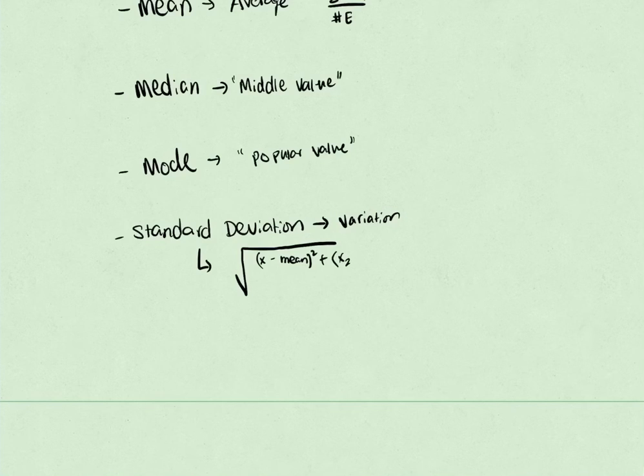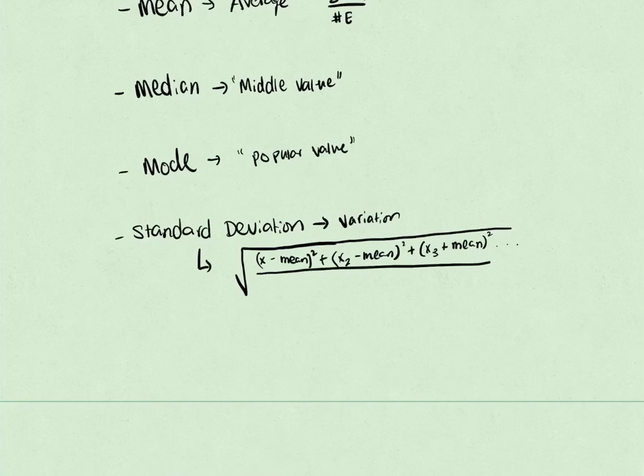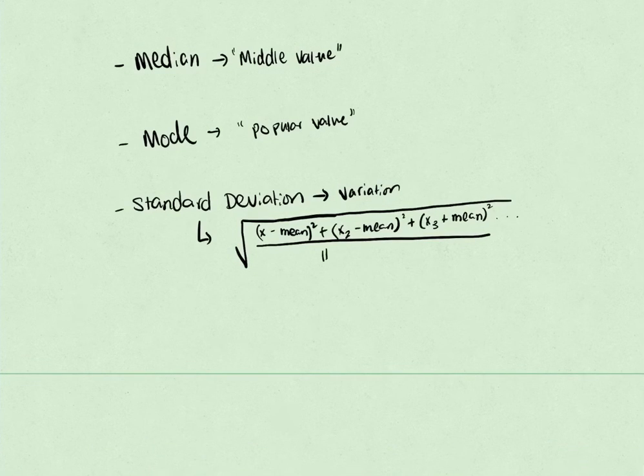So I'm going to call this x2 minus mean plus x3 minus mean, all of this squared, and so on and so forth. Now all of this is divided by the number of elements in the data. This can be really important to understand the general distribution and trend of the data.